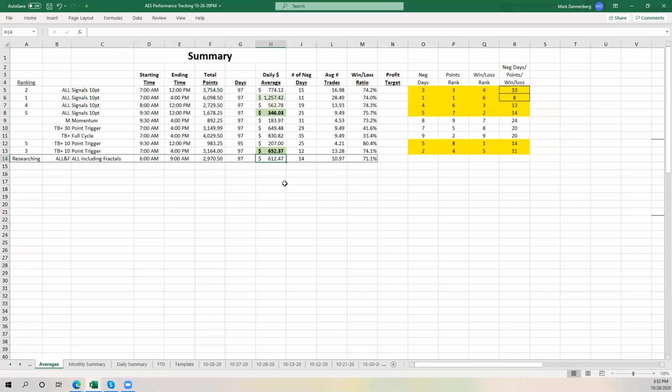And we can very quickly and easily say, well, based on what we've seen for the past 97 trading days, it looks like you could average around $612 a day per contract. And based on, again, our history, there are 14 losing days if you're trading that 6 a.m. to 9 a.m. time frame. And that's based on trading all of the signals, including fractals. If you just wanted to trade all excluding the fractals, it's a little bit less, but it's also a little bit less work involved in trading. So lots of flexibility for us to help you understand where to focus your time, where to focus your attention.